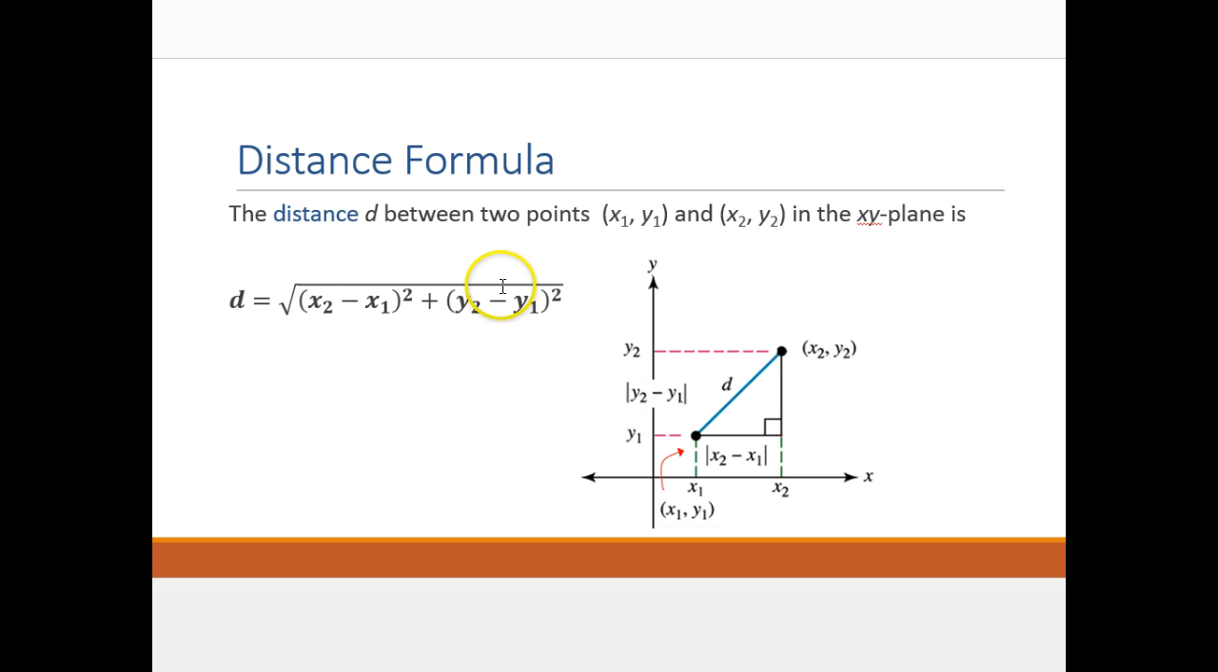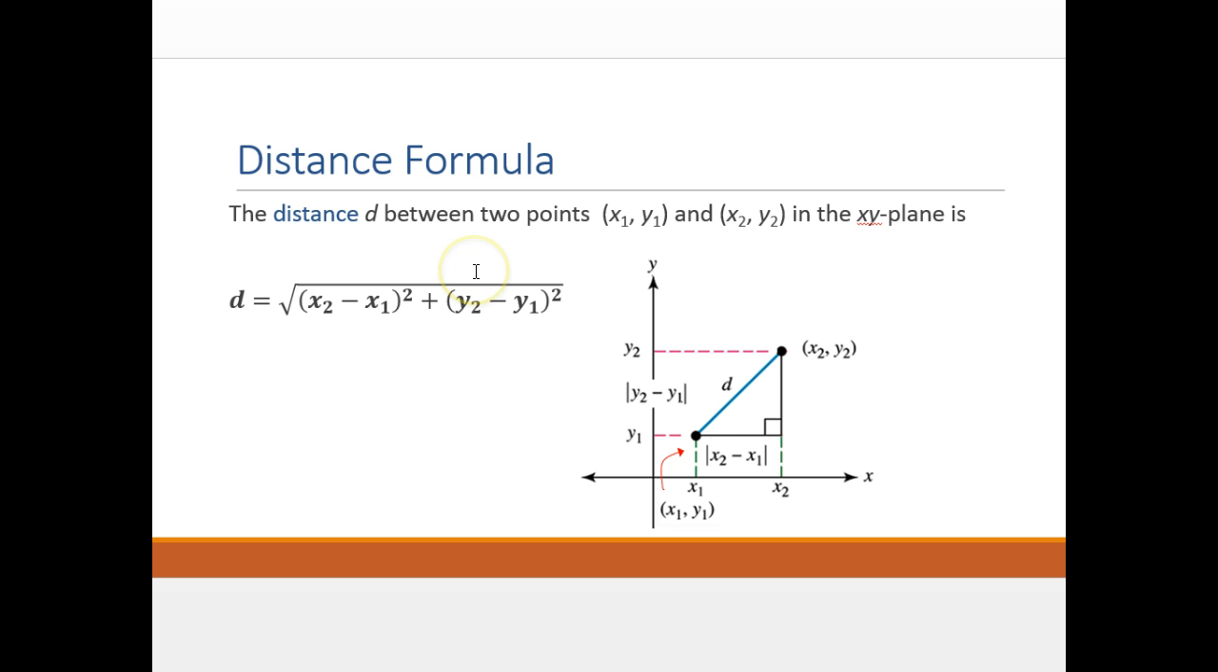Your overall distance between the 2 points is the square root of the distance squared between the x's plus the distance squared between the y's. In other words, if you see the way this is written, this is actually a Pythagorean theorem. This is the distance between the x's, that's this piece. This side is the distance between the y's, that's that piece.